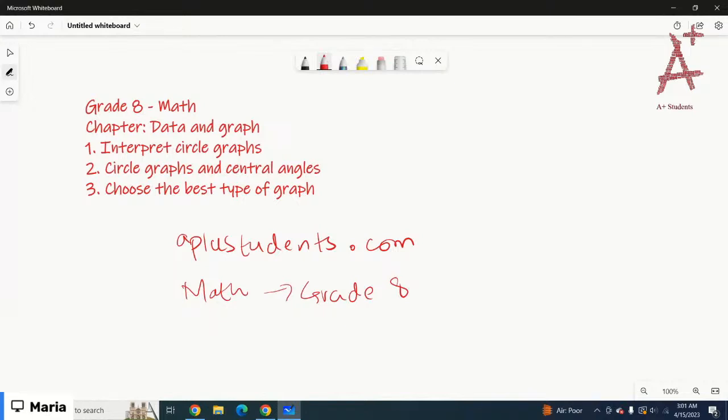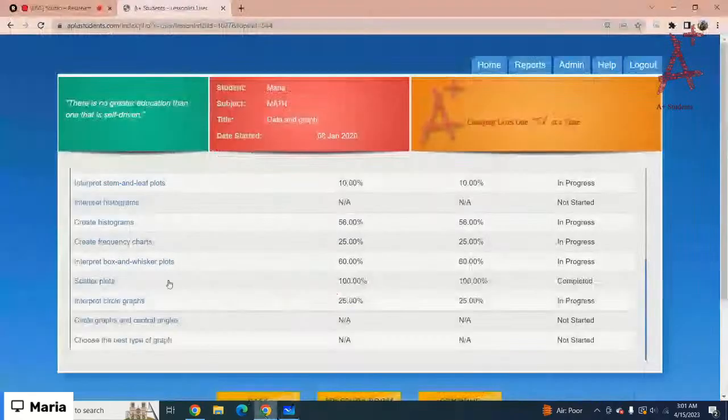We will start with the chapter data and graphs. The lessons we're going to cover today are interpret circle graphs and central angles, and choose the best type of graph. So let's start with the first lesson, interpret circle graphs.